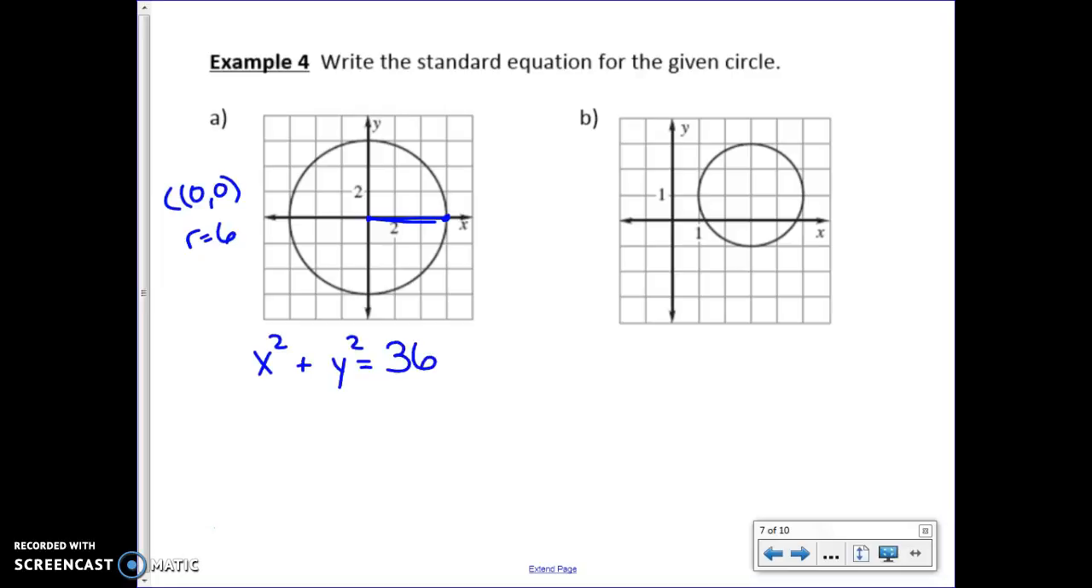be 36. Over here, our center isn't marked, but we can see it's right here. So it's 1, 2, 3, 1. So center is at 3, 1. And our radius is a distance of 2 out from the center. So we have x minus 3 quantity squared plus y minus 1 quantity squared is equal to 2 squared, which is 4.